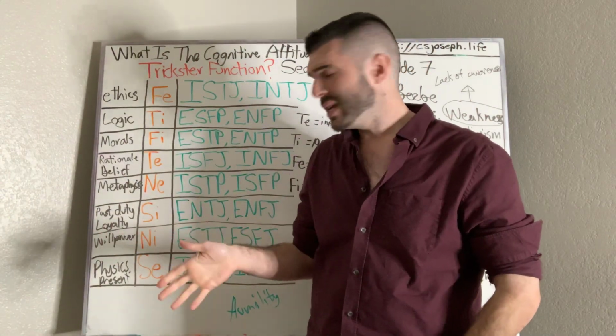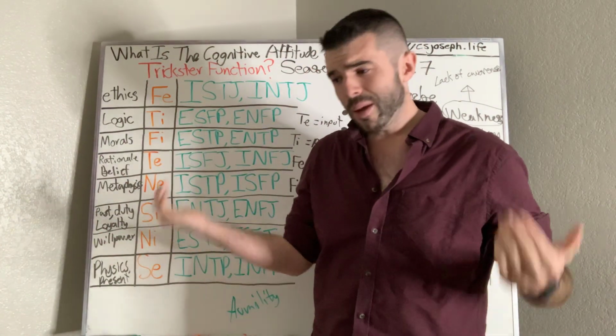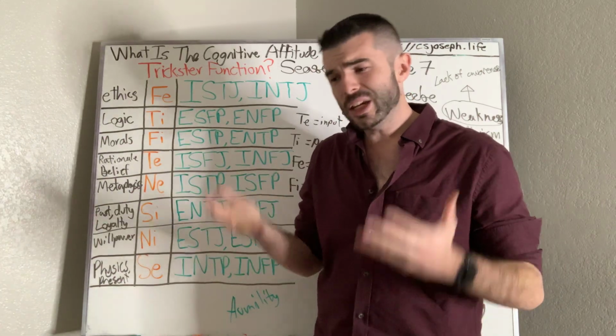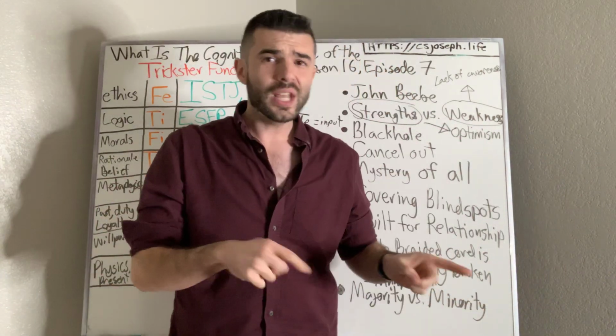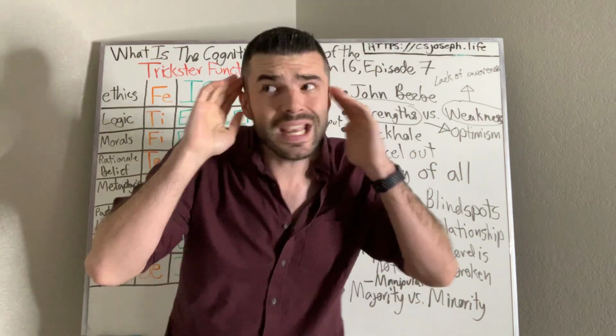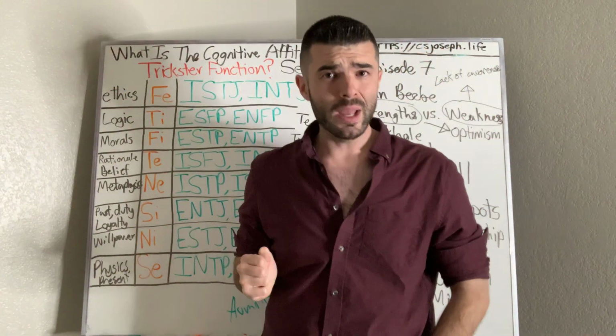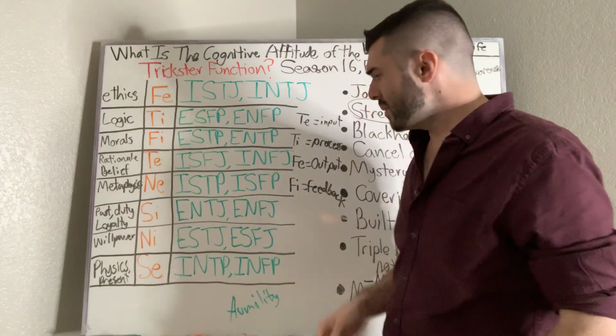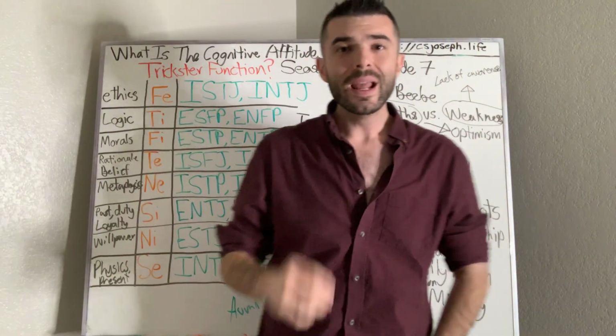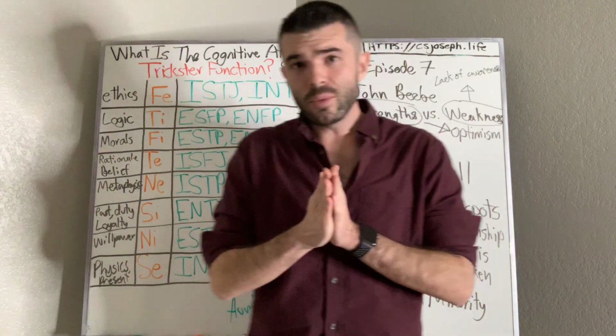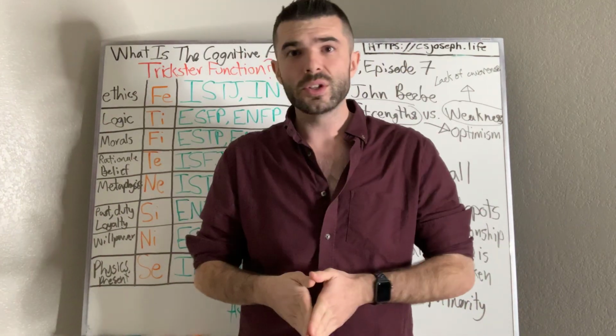And then ENFJs, more than ENTJs, end up becoming the object of consistent criticism by the rest of our SJ society here in the United States of America. That's very unfair because their trickster function is more common. Same thing with INTPs and INFPs. Their trickster is more common. It's not fair. So remember, some trickster functions are more common than others.